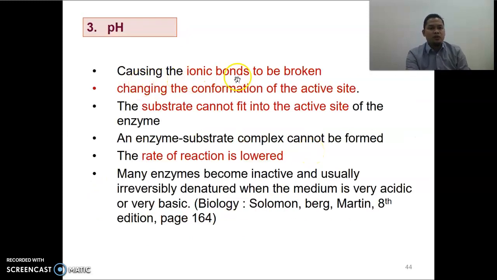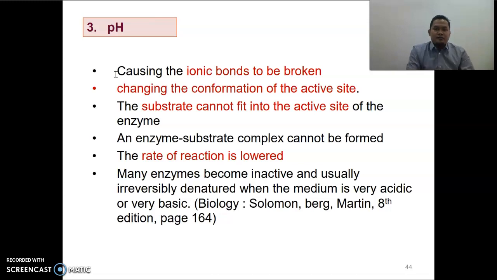So, ionic bond will be broken. So, apabila ionic bond itu broken, it will change the conformation shape of the active site. The substrate cannot fit again into the active site of the enzyme. So, apabila keadaan itu berlaku, the enzyme substrate complex is not formed, the rate of reaction lower. So, ini adalah reason penting kenapa pH akan mengganggu the rate of reaction.